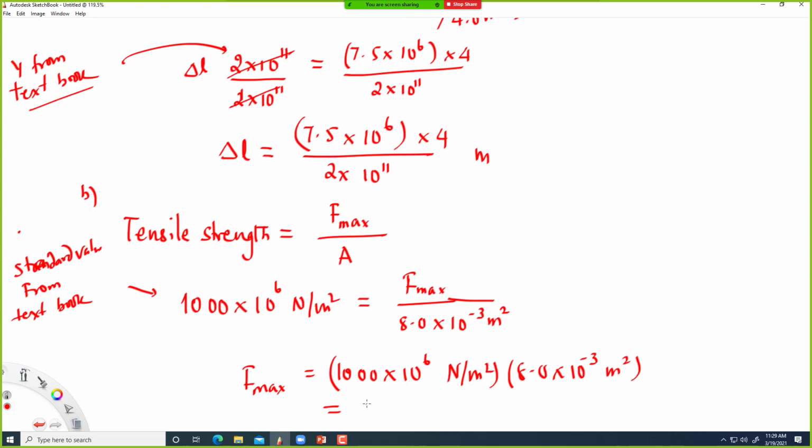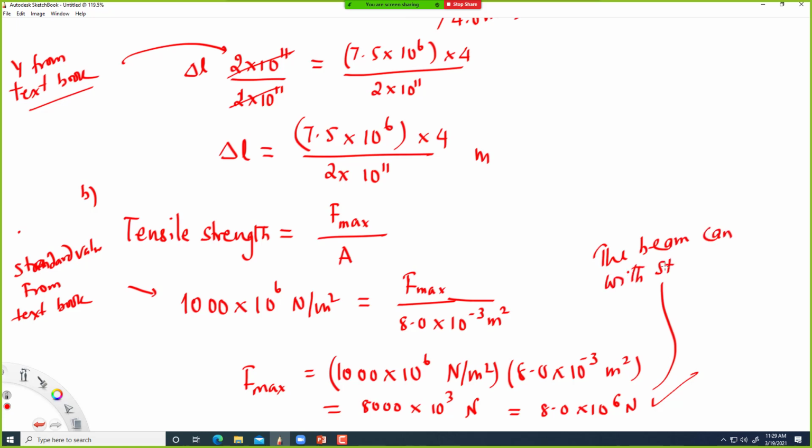So that's 8000 times 10 to the third Newton, and that could be written as 8.0 times 10 to the 6 Newton. Okay, so the beam can withstand this much force before it breaks.